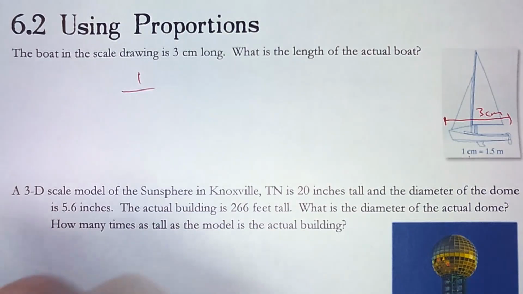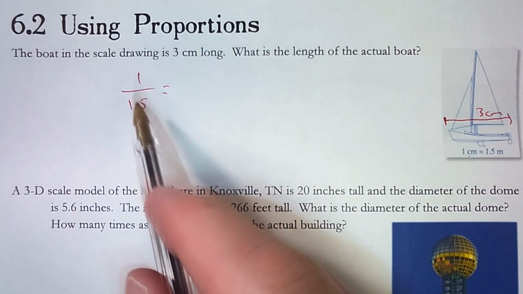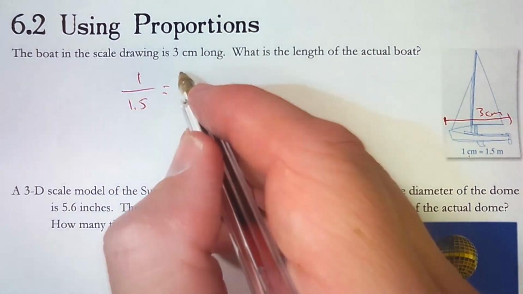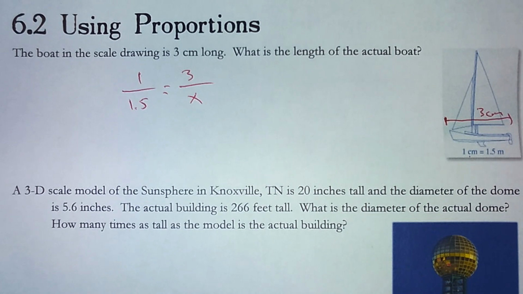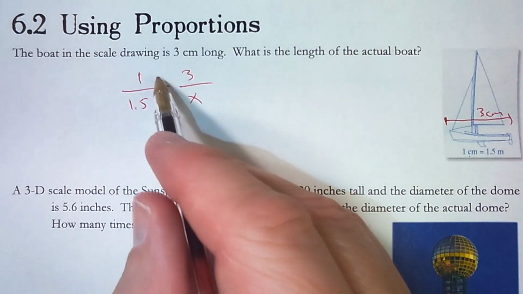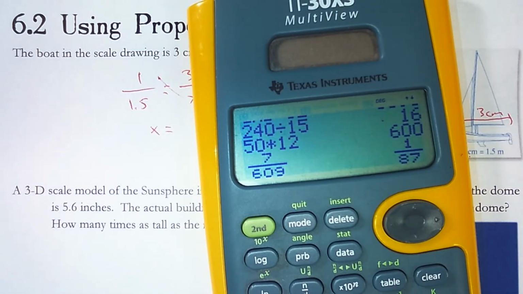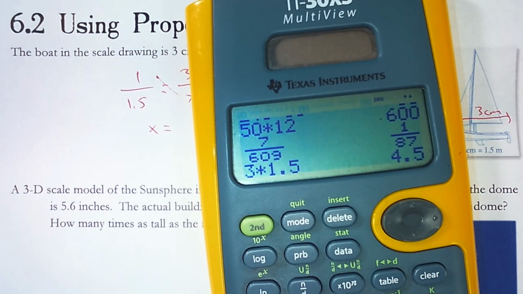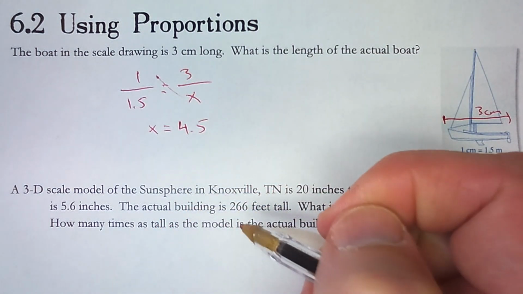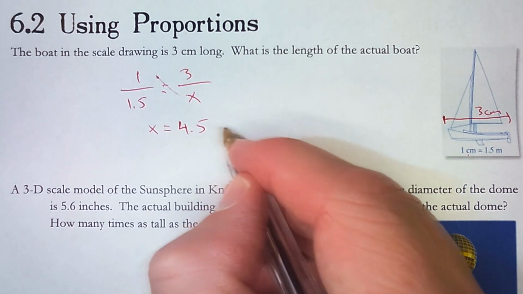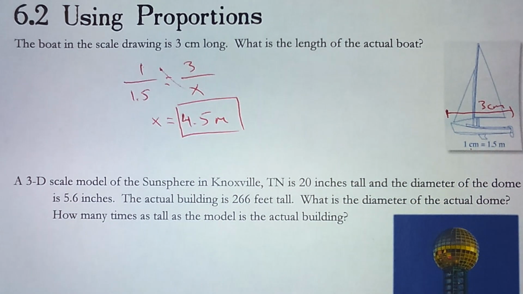So the scale is 1 to 1.5, and that's the drawing over the real thing. The drawing is 3 centimeters. How many meters is the actual boat? So our cross products, we've got 1x, and then 3 times 1.5. 3 times 1.5 is 4.5. Okay, so the real boat is 4.5 meters long.